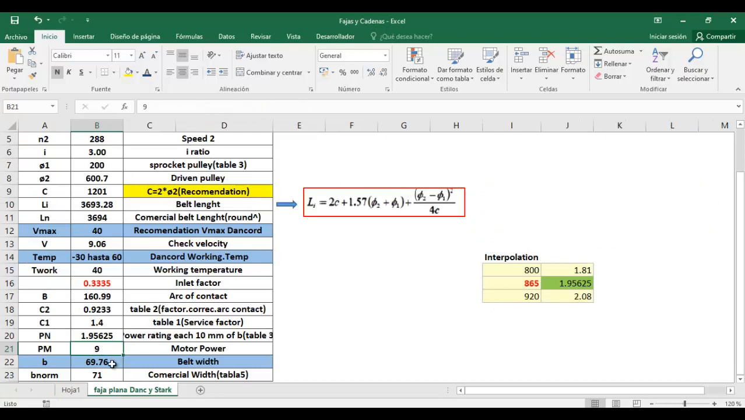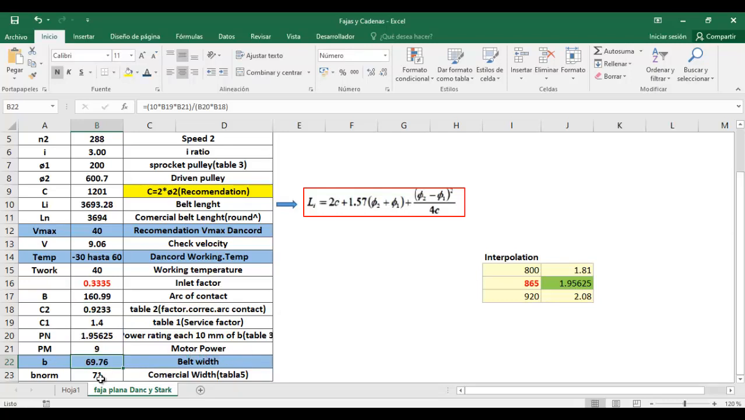So we can calculate our belt width. This equation, it's only, as you can see, 10 times our service factor multiplied by our motor power, and this is divided by our power rating, multiplied by the arc contact correction factor, so you have your belt width.